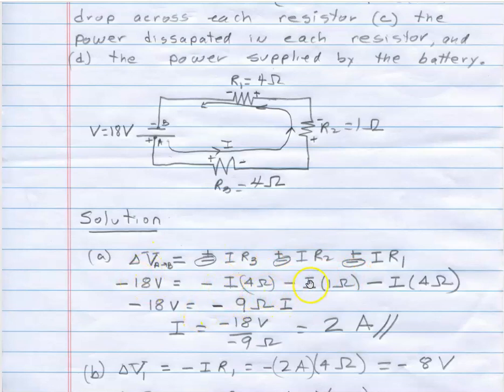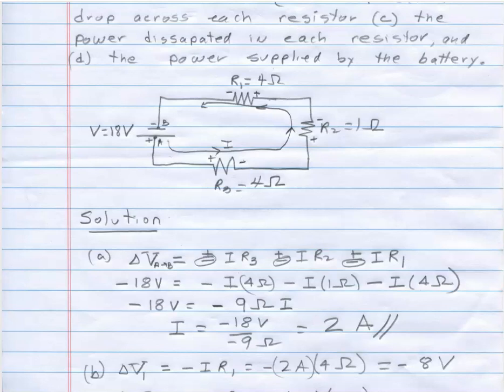Well, that gives me an equation, and when I plug in all the values, it has only one variable in it, namely I. I can lump all of those together. Current I is minus 18 over minus 9, and the result is 2 amperes. So the current that's flowing around the circuit is 2 amperes.